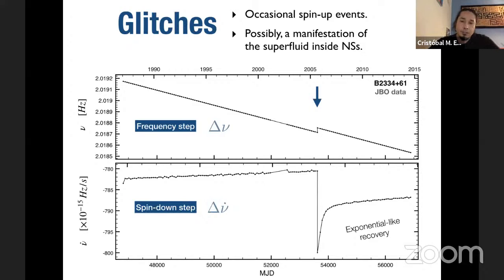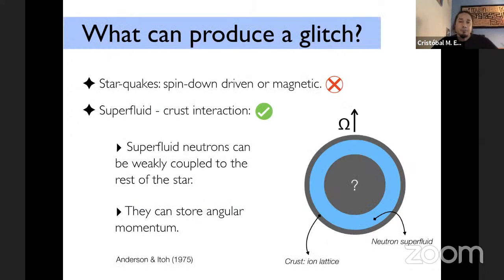So the pulsar doesn't recover completely, or not in this time scale. So these are glitches. This is what we understand by glitches. I will mention now, briefly, what can produce a glitch, or what we think it could be. So starquakes was the first thing that people thought.